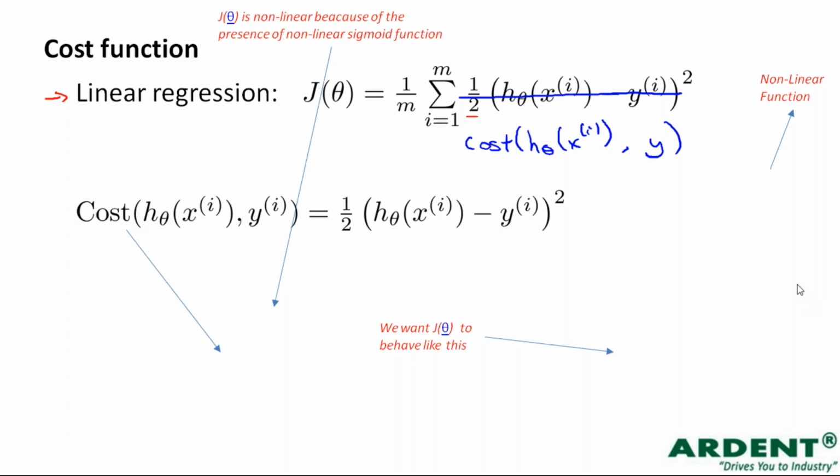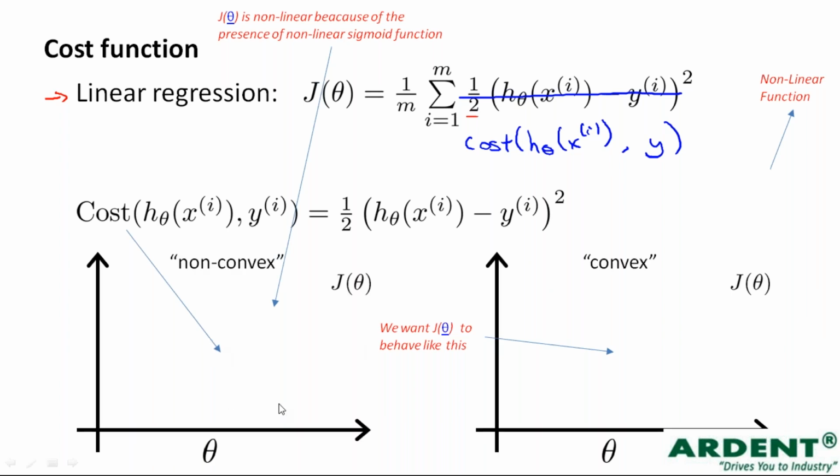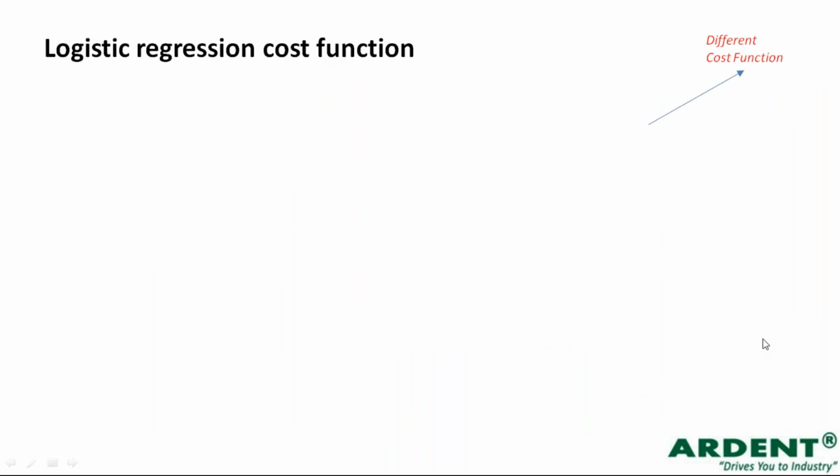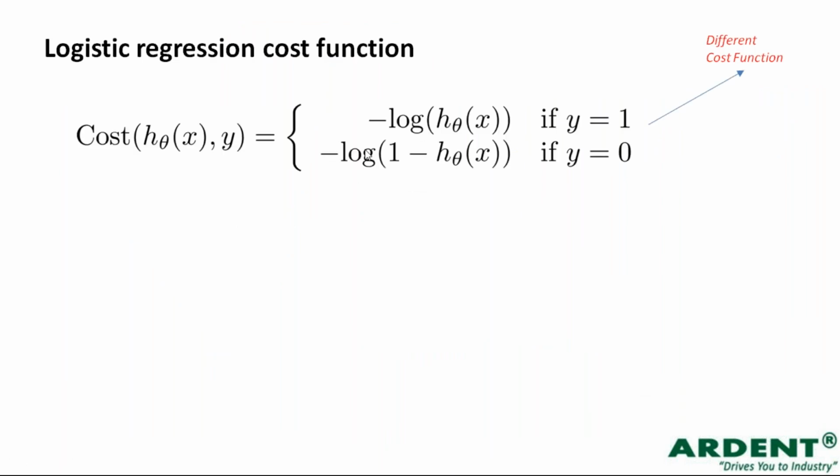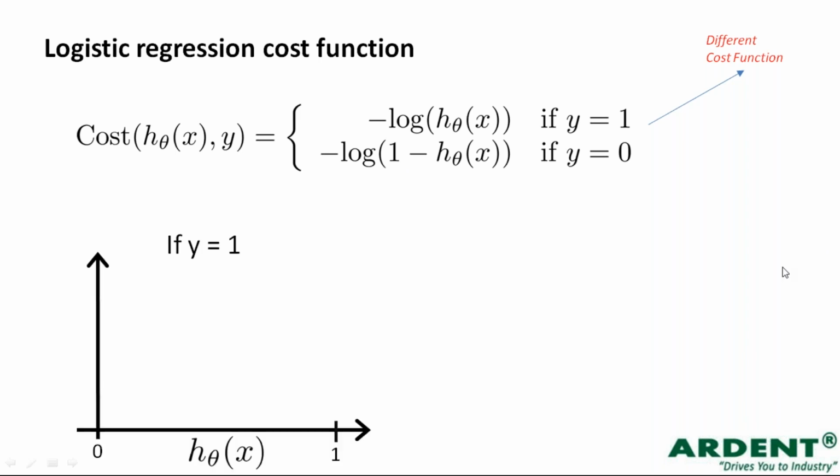Similarly, this was the cost function, right? This was for non-convex and this is for convex. Now the cost function for logistic regression: the cost of h theta of x comma y is minus log h theta of x if the prediction is 1, and if the prediction is 0, then minus log of 1 minus h theta of x. See, this is the cost function. I think it is much easier than linear regression, isn't it?